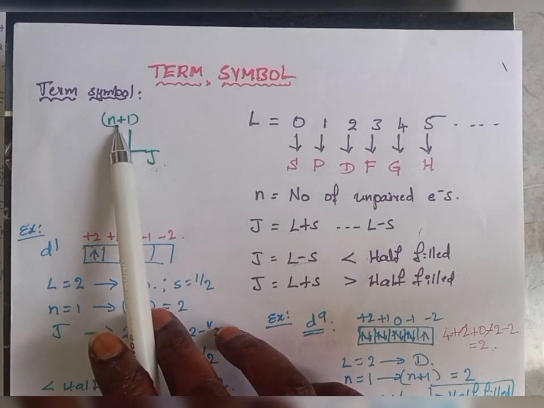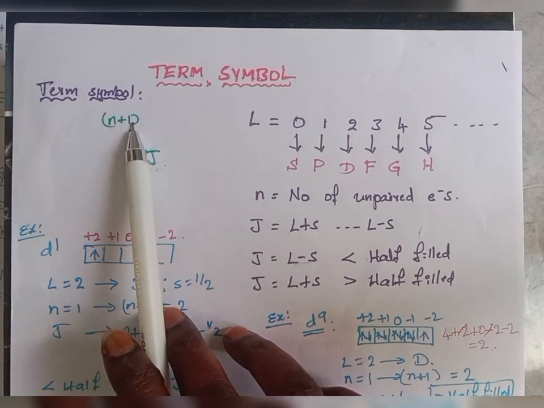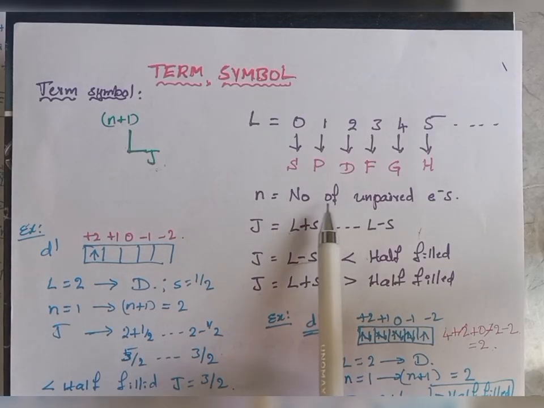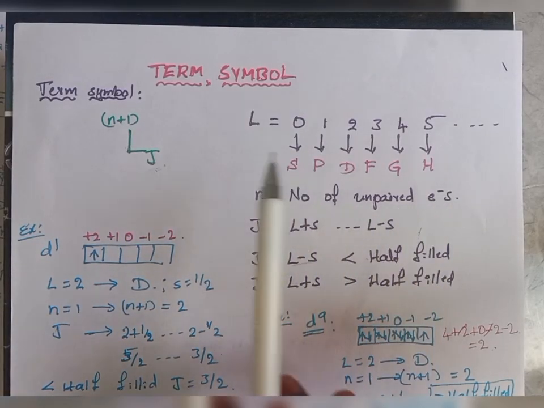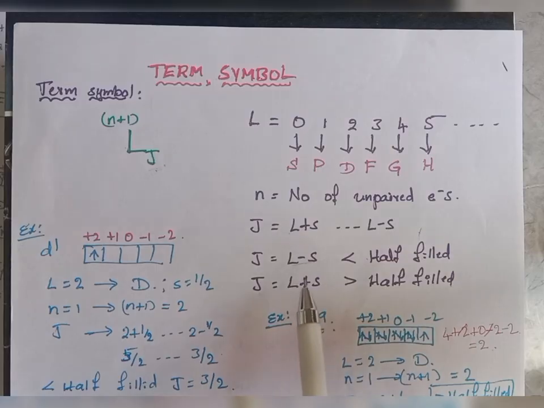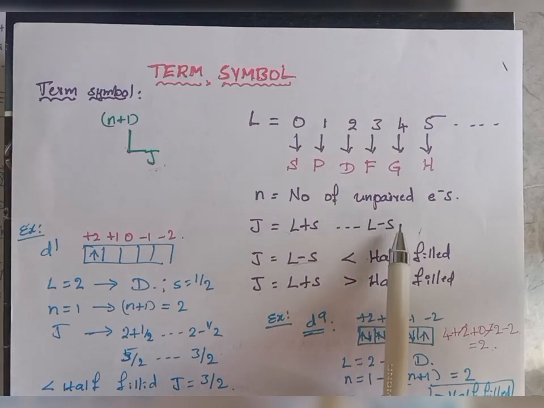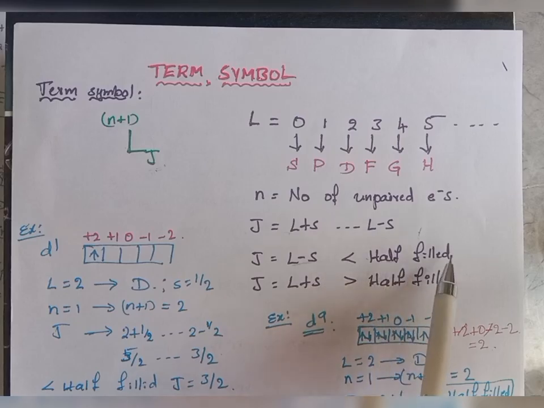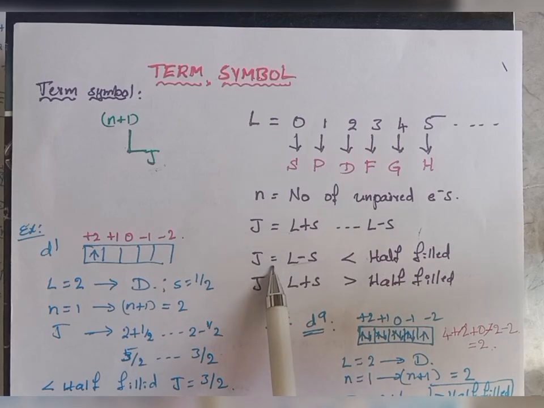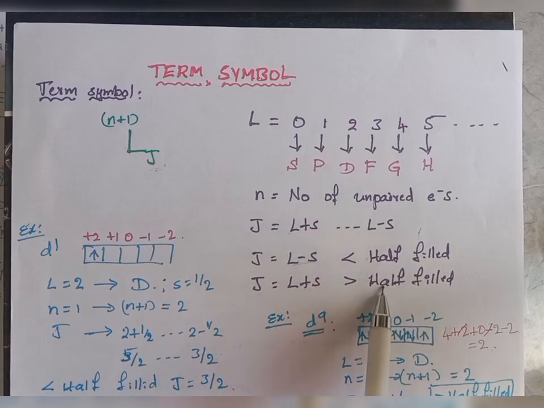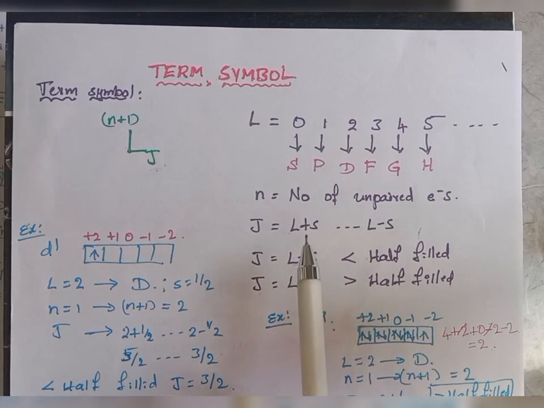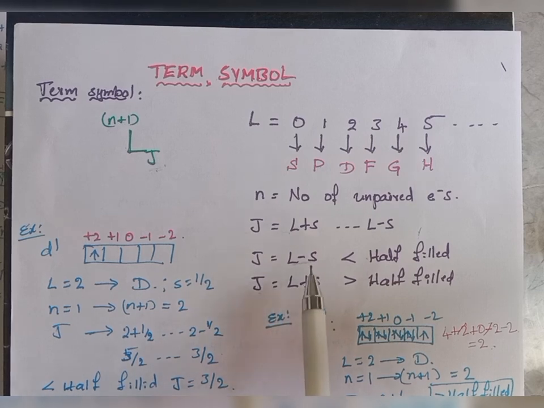And from this, the n plus 1 indicates the spin multiplicity, where small n represents the number of unpaired electrons. And capital J is the total angular momentum, and its values lie from L plus S to L minus S. For a less than half filled configuration, the lowest J value will be considered as the ground state term, and for a greater than half filled configuration, the highest value of J, L plus S, will be considered as the ground state term.